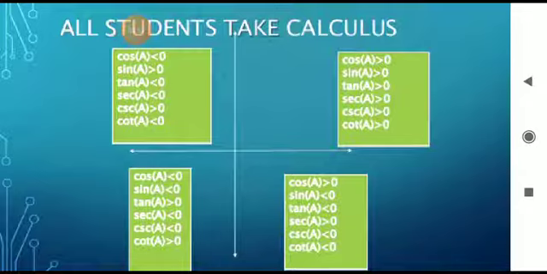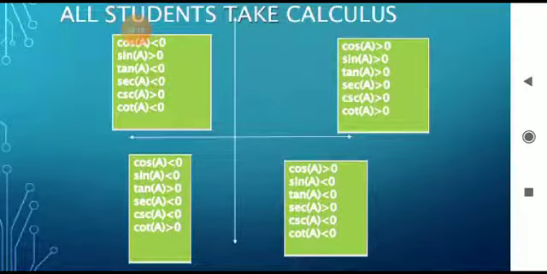T for the third quadrant, T stands for tan. And if tan is positive, then cot is also positive. So in the third quadrant, tan and cot are positive, and the other trigonometric ratios are negative. Last, the fourth quadrant, calculus. So C stands for cos. If cos is positive, then sec is also positive. So cos and sec are positive and the others are negative.